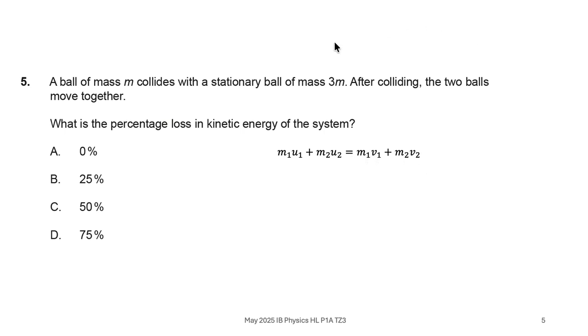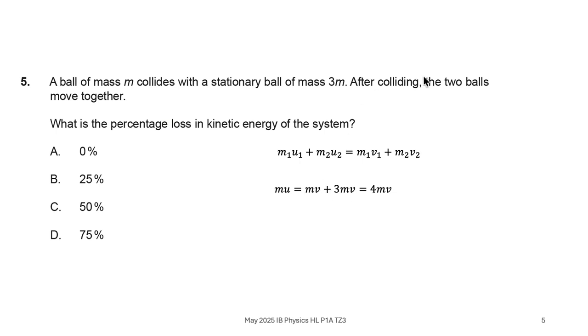Now we're going to simplify this a little bit more, because we've got a few things we can do here. We know we've got a mass m which is moving, and we have a stationary ball of mass 3m which is not moving. On the left-hand side, this term is going to be 0 because the initial speed of this 3m is 0. We're going to call the initial speed u. So we've got m times u is equal to the final momentum.